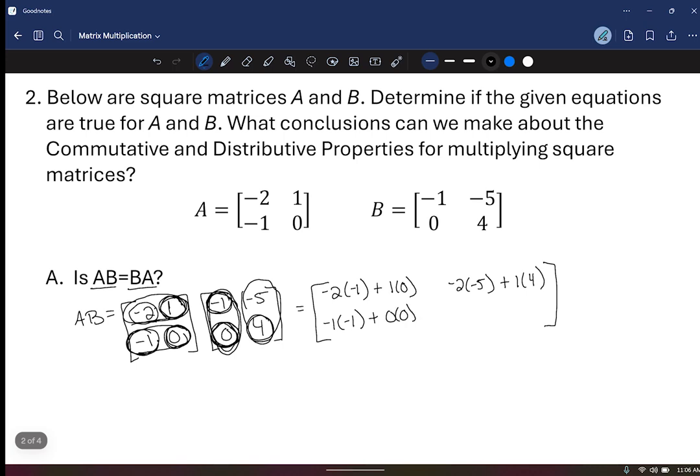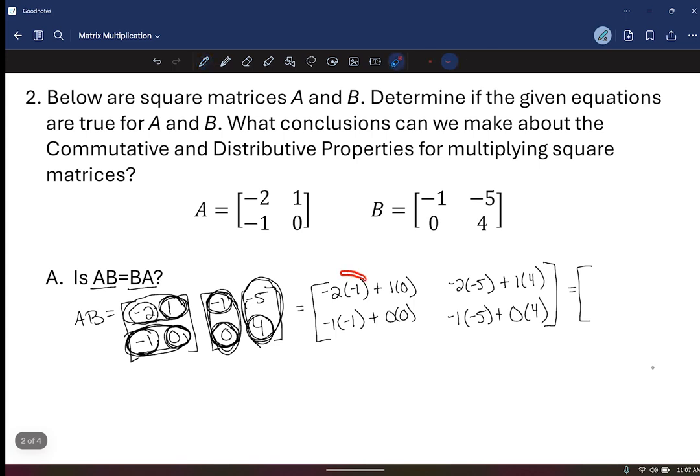Now we do second row, second column. So that's going to go in the second row, second column: -1 times -5 plus 0 times 4. Now you can either put each of these in the calculator or do them by hand. I'm just going to do them by hand.